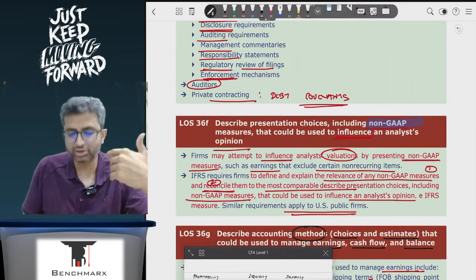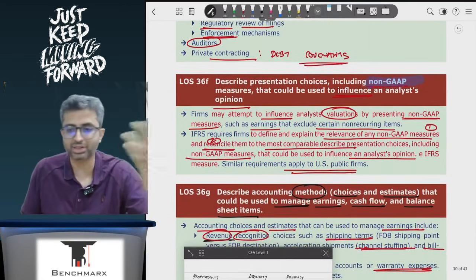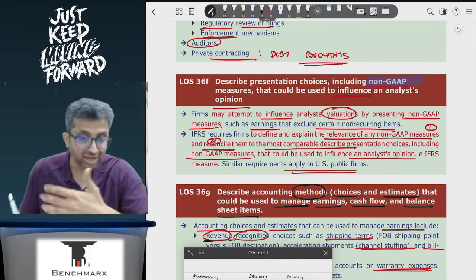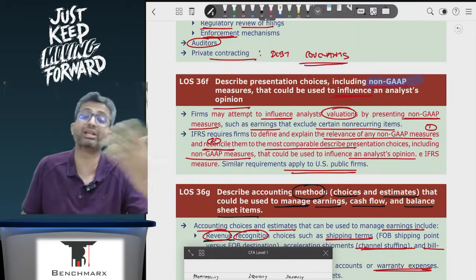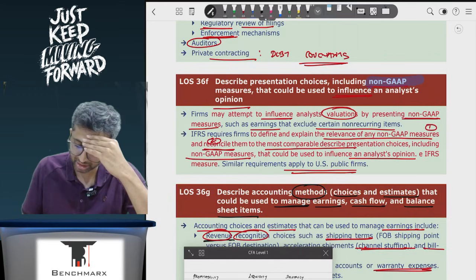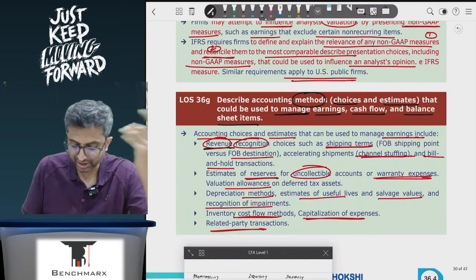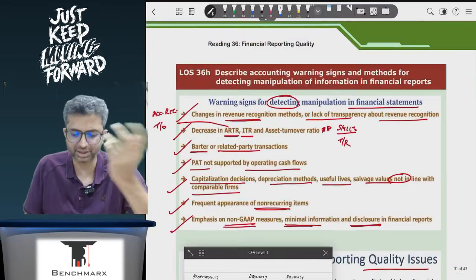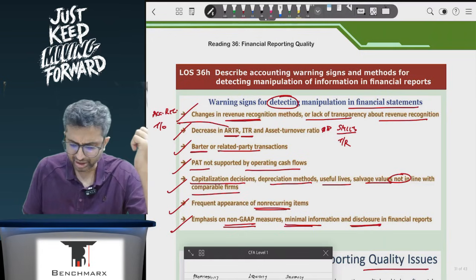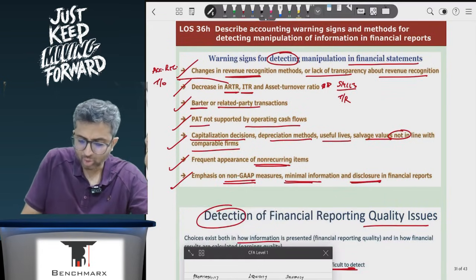Non-GAAP measures, we said, I can usually give in investor presentation reports, to divert my investor attention to a non-GAAP measure if my GAAP numbers are not up to the mark. Various items like valuation allowance, depreciation method, inventory cost flow, related parties, all of this is there. And describe accounting warning signs and detecting manipulation.